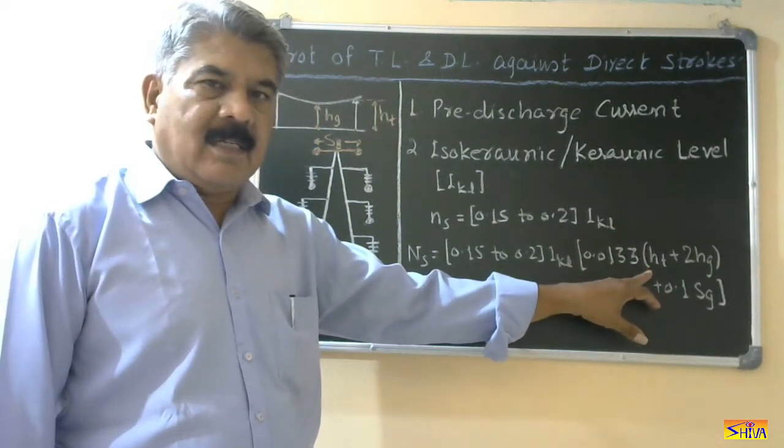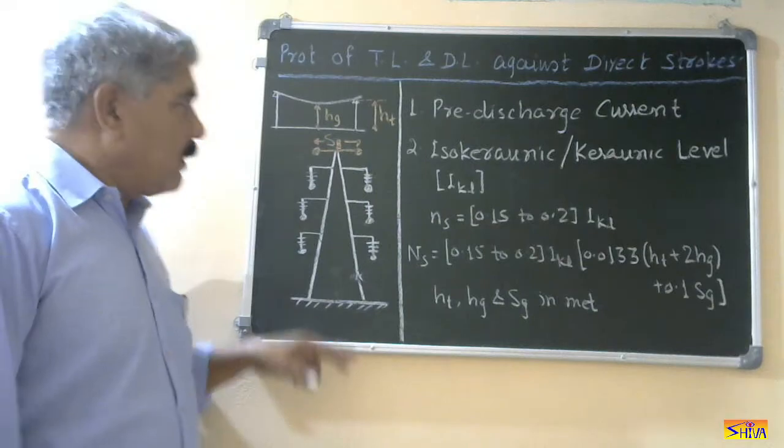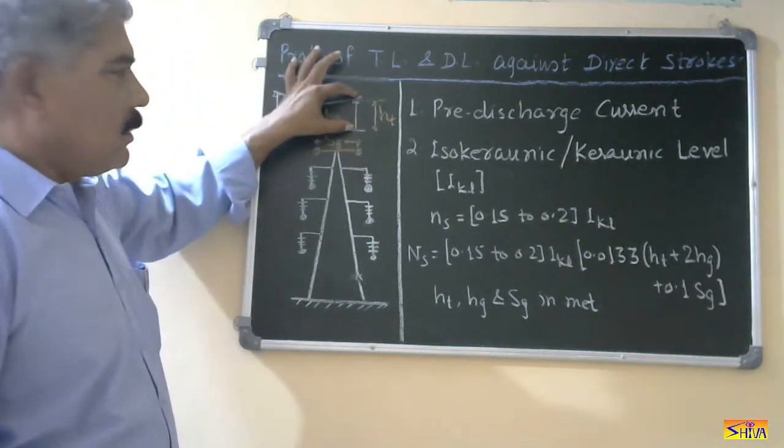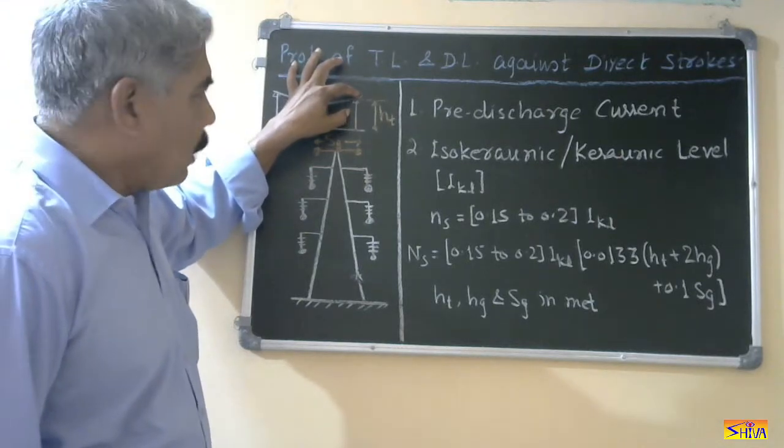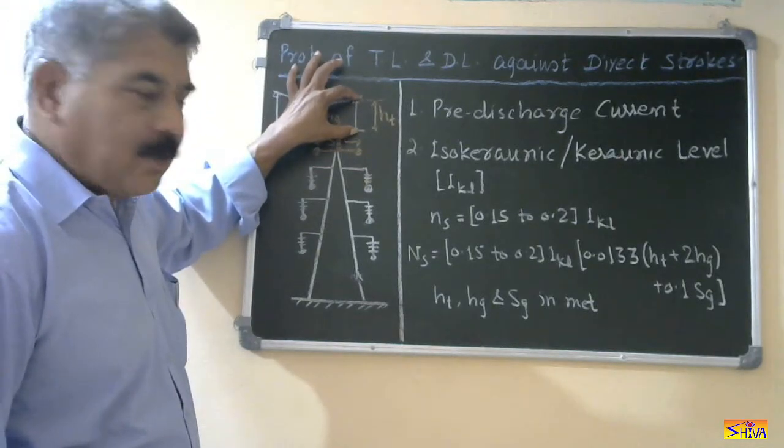Here HT is the height of tower. Suppose these are two towers and this is the ground conductor. Then HT is the height of tower in meters.